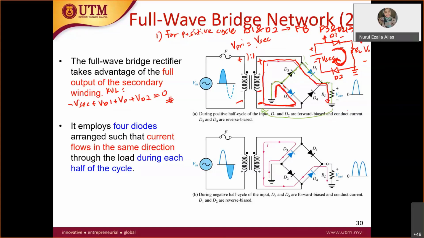Understand? Clear? Yes, Dr. Clear. All right, very good. Let's move forward since you already understand the first part just now. So let's do the negative cycle. What color did I use for the negative cycle just now? I forgot.